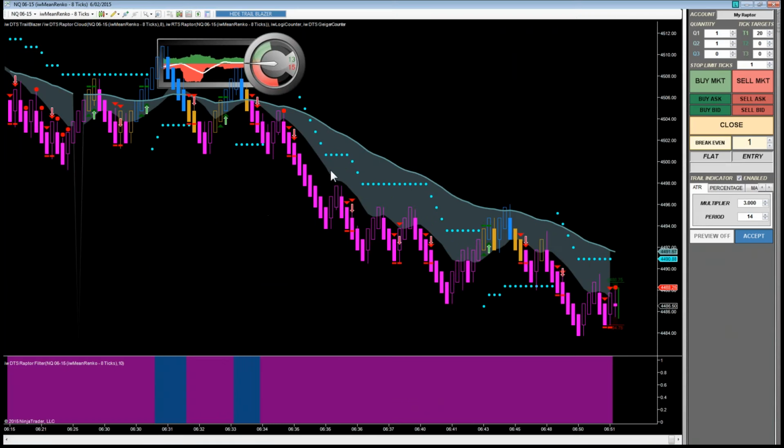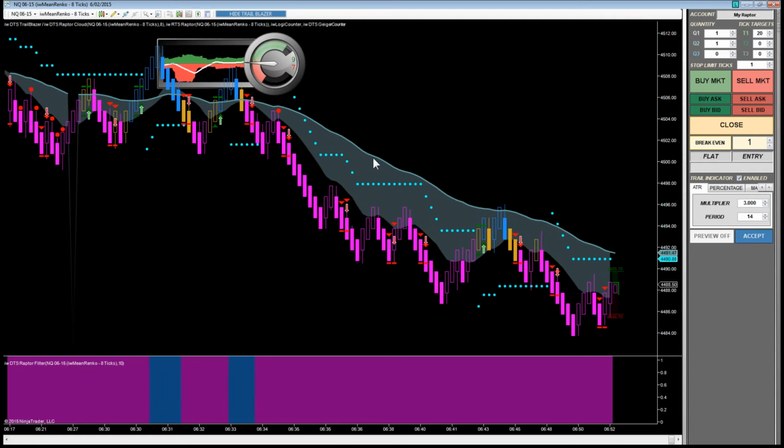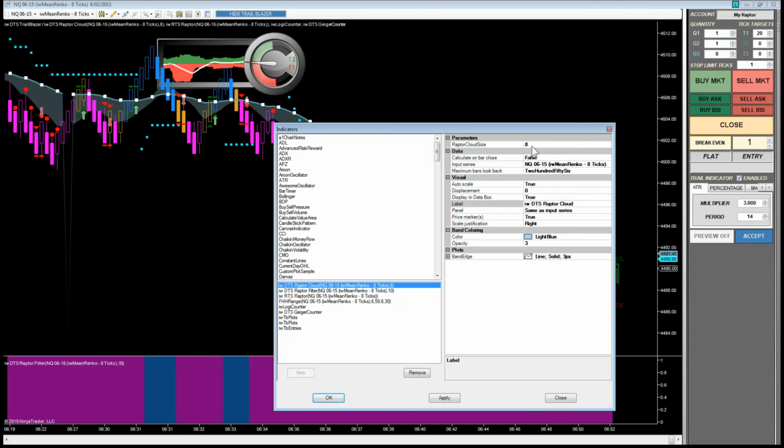Your cloud looks a little bit different than mine. I've been playing with the Raptor settings a little bit, Ricardo. And the nice thing about the Raptor is it does enable you to adjust a little bit more than some of the other DTS tools. So with the Raptor, what I've done is I've sped up the cloud. It's an 8-tick cloud. Or pardon me, yes, the cloud is 8 ticks. And the filter, I've sped up to 10.